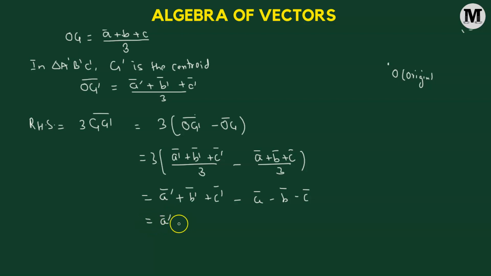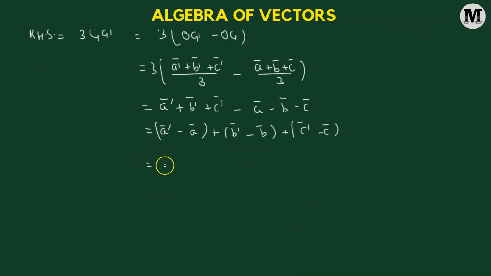So we can combine A prime vector with A vector such that we get A prime vector minus A vector added to B prime vector minus B vector plus C prime vector minus C vector. The reason why we are writing in this particular fashion is because OA prime vector minus A vector will be simply AA prime vector. Then this is added to OB prime vector minus B vector, which is simply BB prime vector, added to OC prime vector minus C vector, so that's CC prime vector.